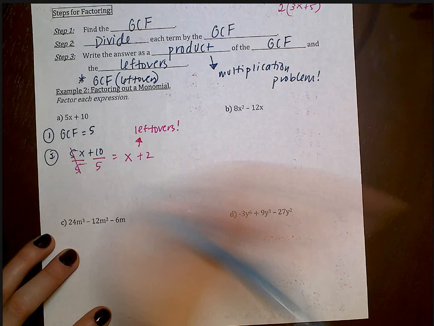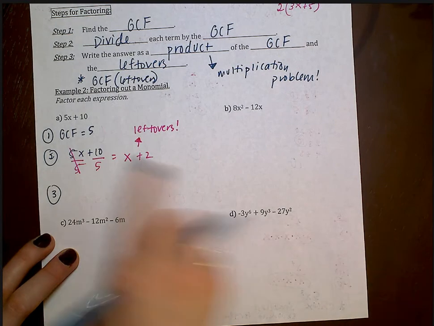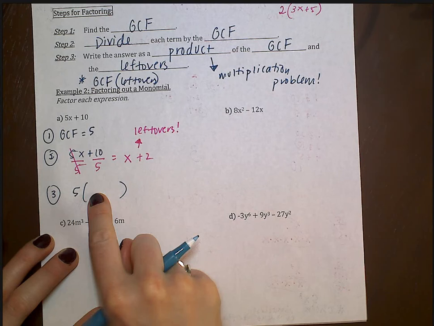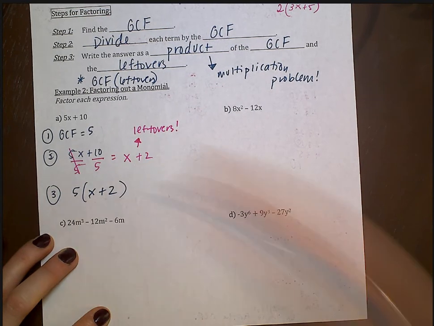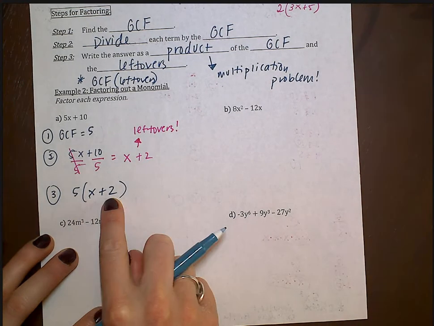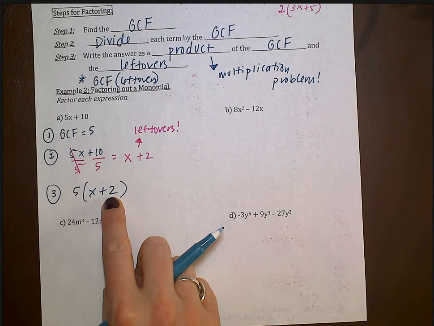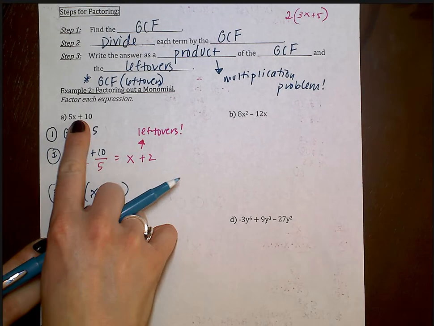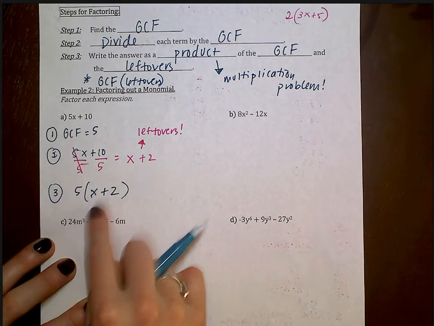So check it out for this first example here. The GCF was 5, so I stick that on the outside. The leftovers were x plus 2, I put that on the inside. So this is my answer. And your answers, you can always check them, which is awesome. If you just distribute the 5 back through, you should get what you started with. And I do on this one, so I'm good to go.